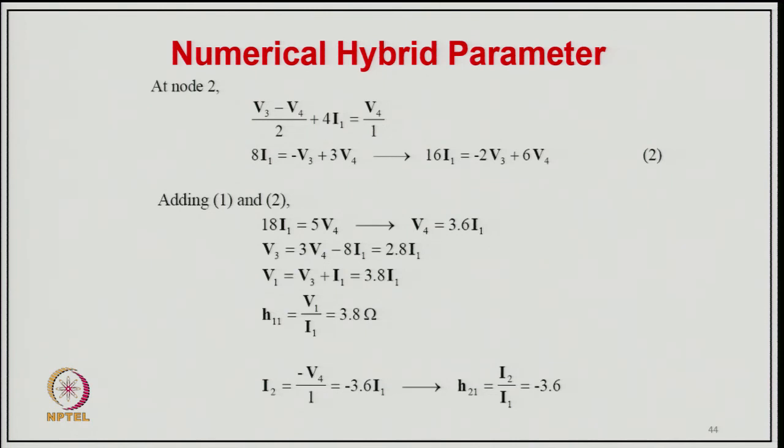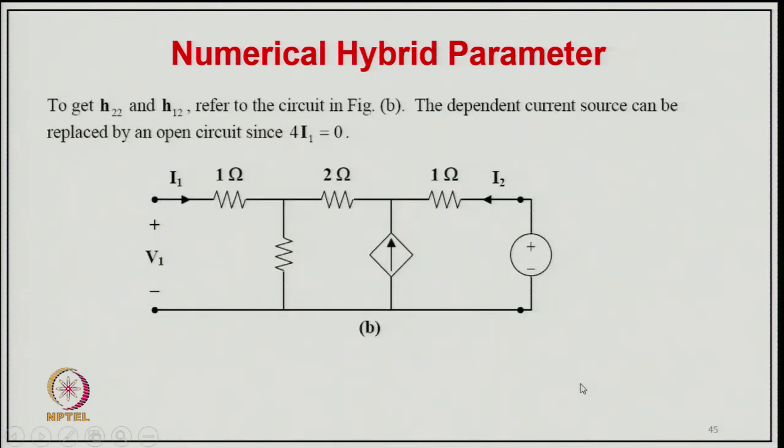From this we got V4 equal to 3.6 I1, and V3 is V4 minus 2 I1, that is 2.8 I1. So, V1 becomes V3 plus I1, that is 3.8 I1, and that is why H11, V1 by I1, from this equation becomes 3.8 ohm, and I2 is minus V4 by 1. So, that becomes minus 3.6 I1. So, here H21 becomes I2 upon I1 equal to minus 3.6, that is the current gain.